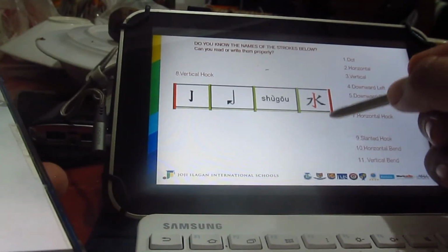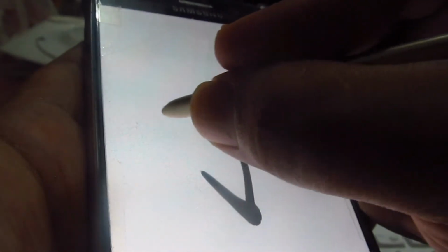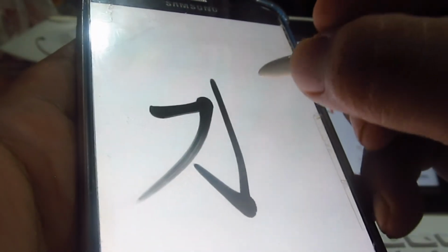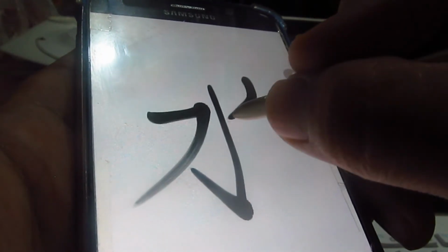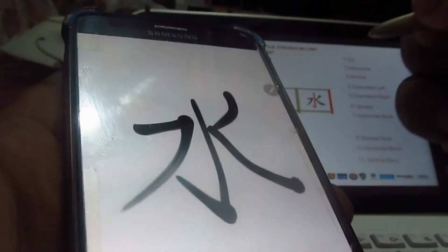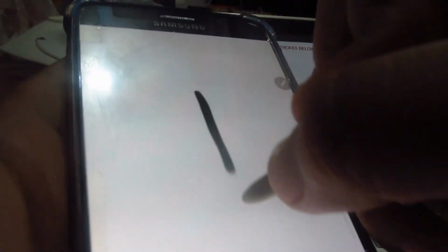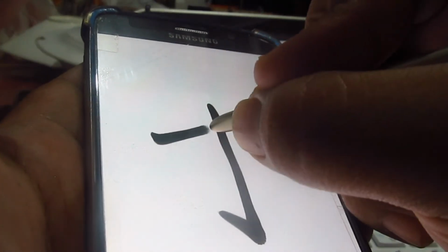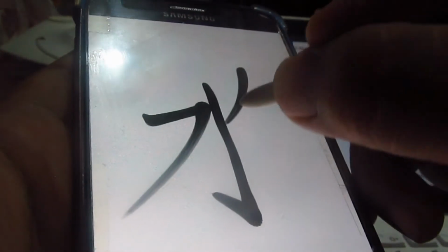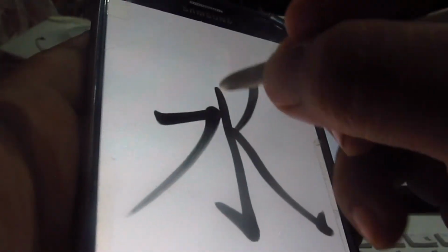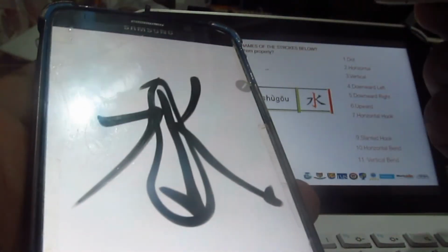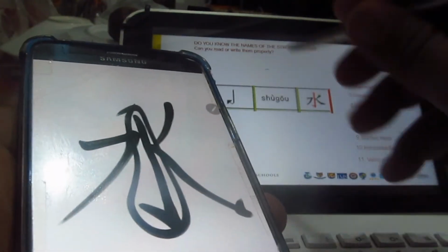Again, shugou. Okay, so let's use the example character here, shui, which means water. One, shugou, heng, pie, pie, and then na. Again, let's do this again. Shugou, heng, pie, pie, na. So this stroke is the vertical hook stroke, or shugou.